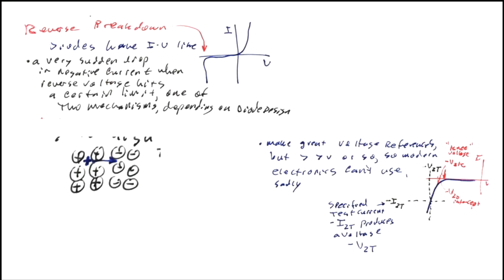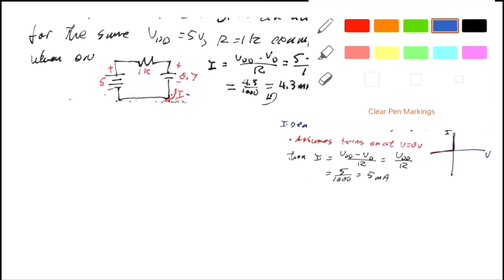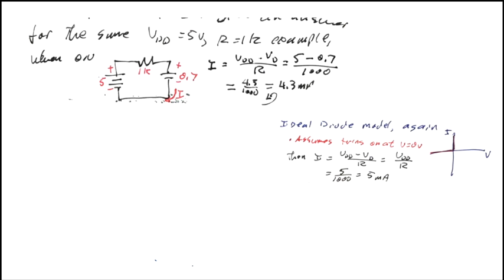So the real answer that we had by the exponential model, the exponential model's answer was I is equal to 4.262 milliamps.